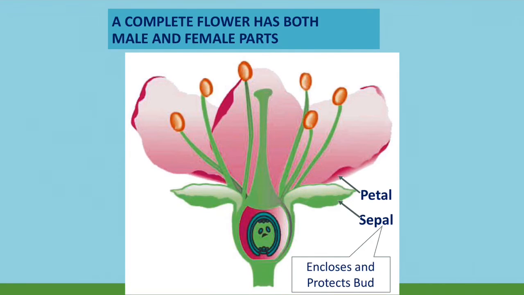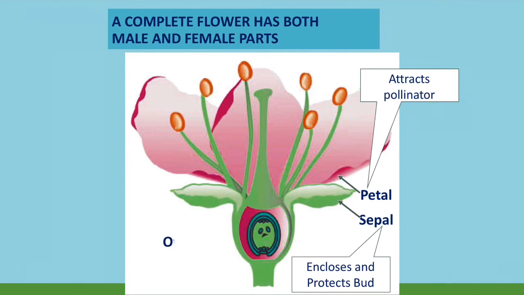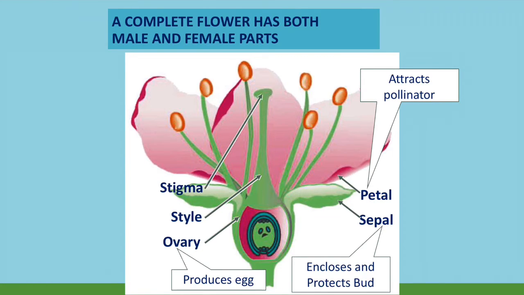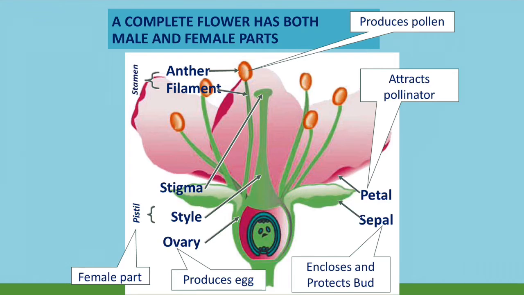Again, here is another picture of a complete flower. You have your sepals, which are the leaves that protect the flower before it opens. Your petals, which are the colorful leaf-like structures, but they're not actually leaves themselves. You're going to have your ovary, which is part of your pistil. And then you also have your anther and filament, which are part of the stamen.